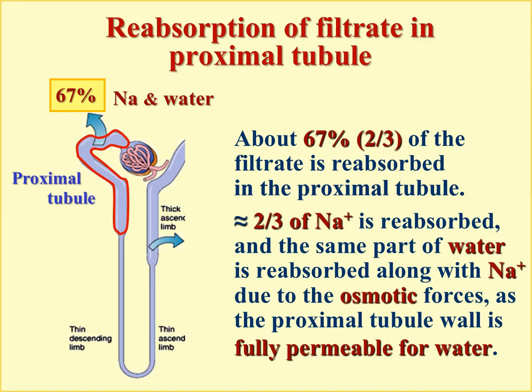Therefore, the osmotic pressure of fluid that passes through the proximal tubule remains unchanged. This tubular fluid loses sodium and other ions, but in proportion it loses water. Therefore, the osmotic pressure remains unchanged.